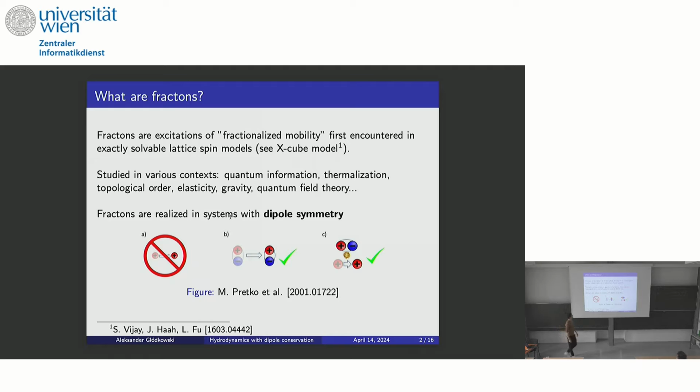Okay, and fractons can be realized in a very simple way, just by imposing the dipole symmetry. So what we mean by that is, if we just imagine an ensemble of charged particles, the total charge of the system may be conserved. And on top of that, we demand that also the total dipole moment of the system is conserved.